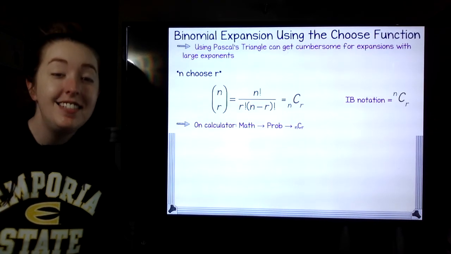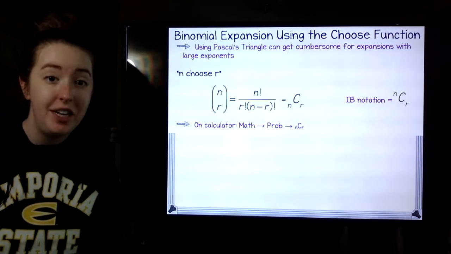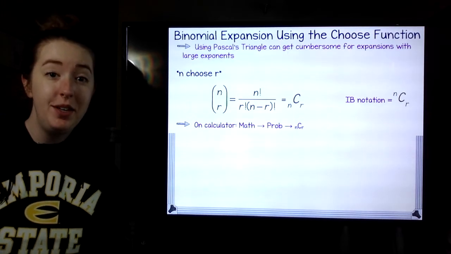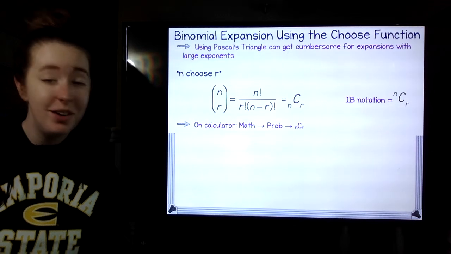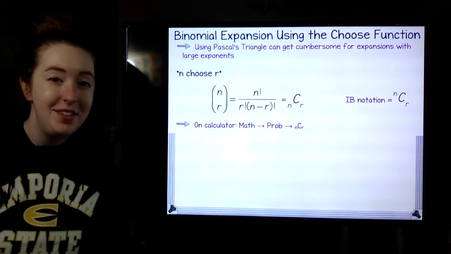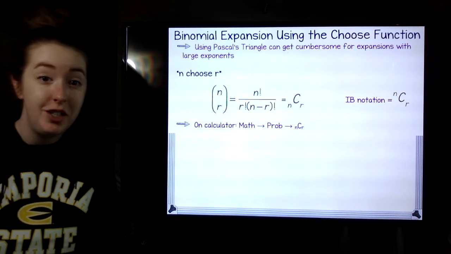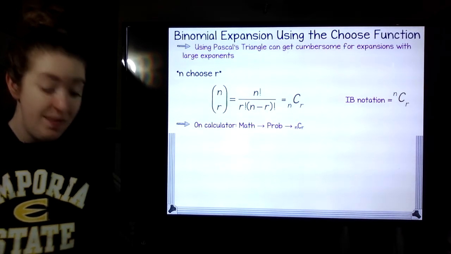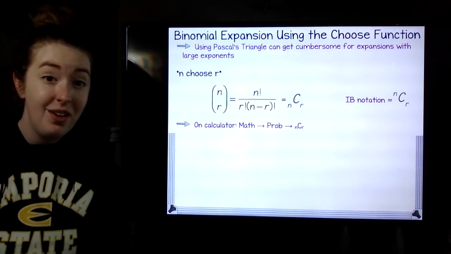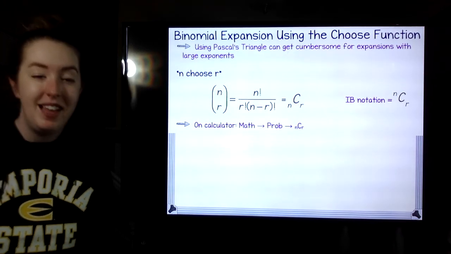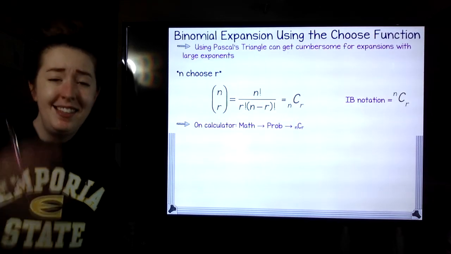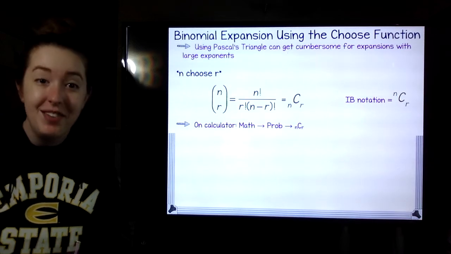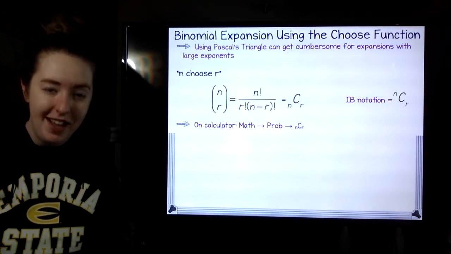Hi guys! Today we're going to talk about binomial expansion, but we're going to expand in a little bit of a different way. Using Pascal's triangle is wonderful, and it's a great way to find the coefficients for the expansion. However, when you get really big exponents, like maybe your binomial is to the 30th or the 50th, it would be really long to find the entire Pascal's triangle all the way to the 50th line. That would take forever.